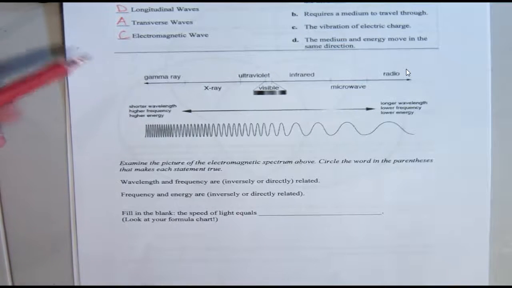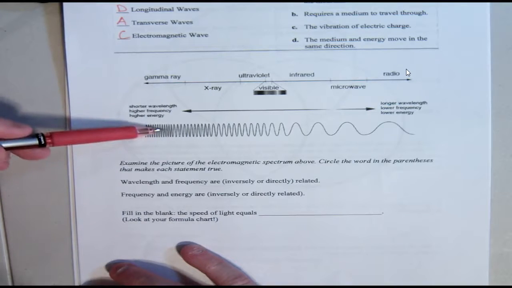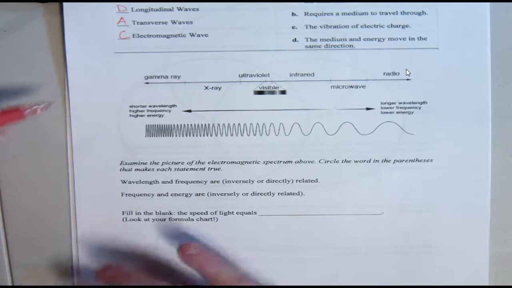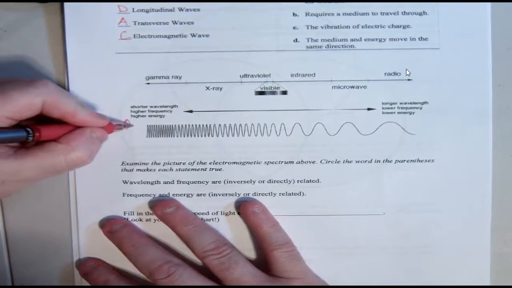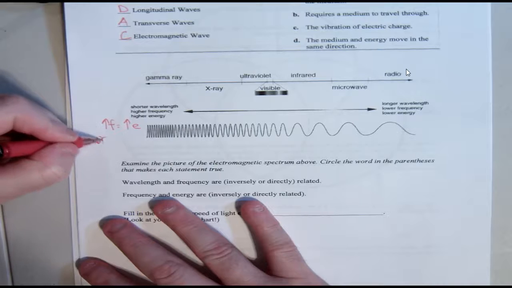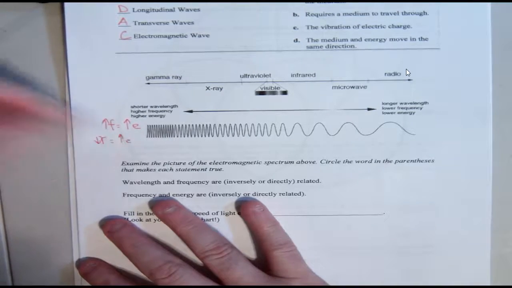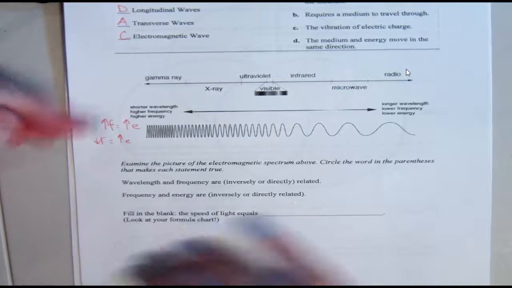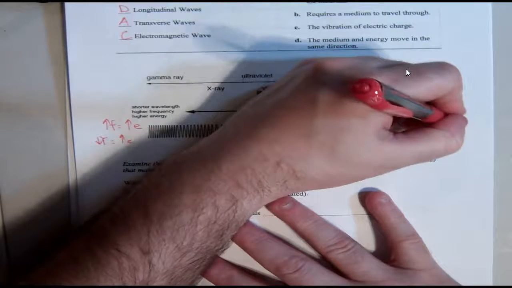Something to note, the higher the frequency, the higher the energy. So high frequency equals high energy. Also to note, short wavelength, this is the wavelength symbol, equals high energy, right? And then vice versa, low frequency equals low energy.